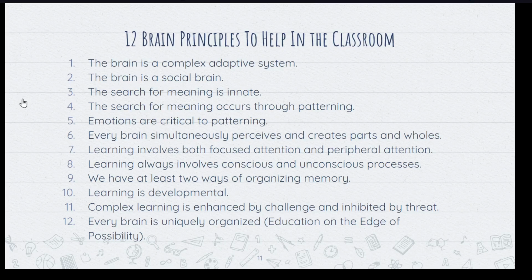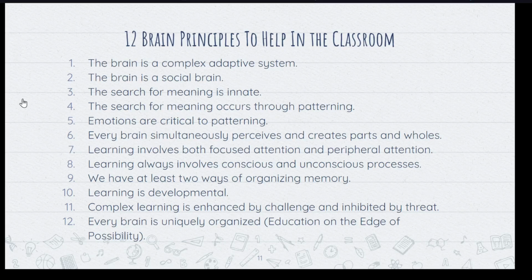So then there's the 12 brain principles to help in the classroom. I'm kind of going to gloss over a couple of these since it's a long list, and droning on about this I don't think will help anybody, but I will quickly talk about it. The first and second kind of go hand in hand. The brain is a complex adaptive system and a social brain. We drive for that social aspect of life.